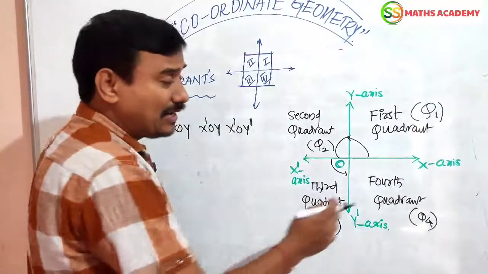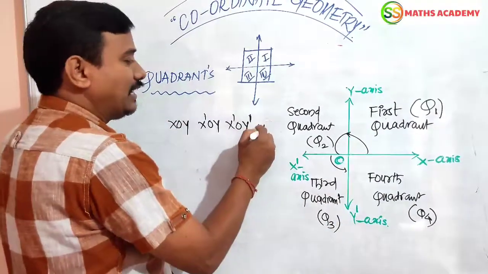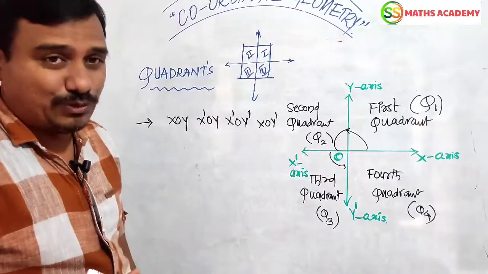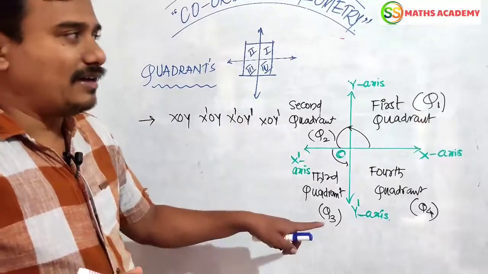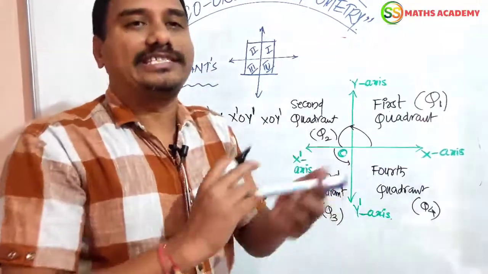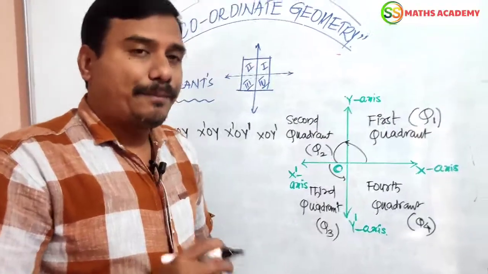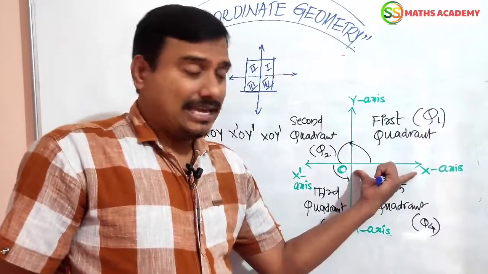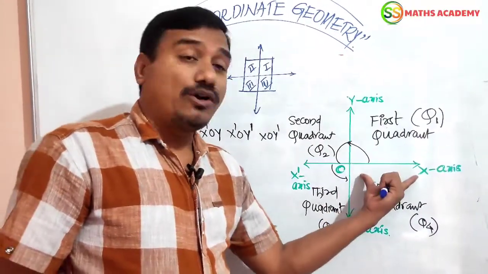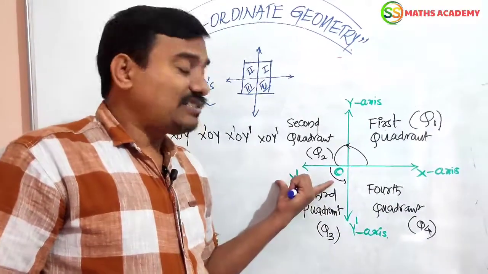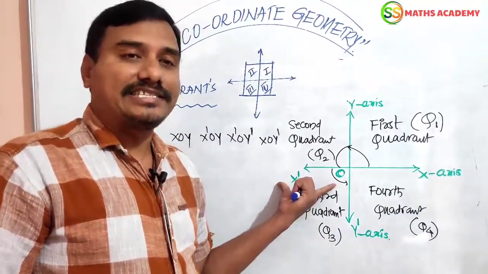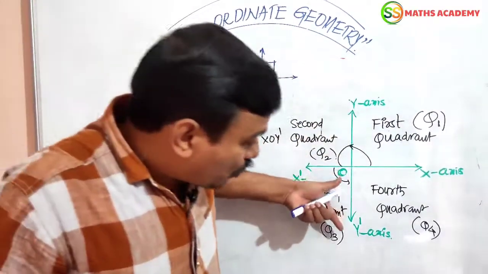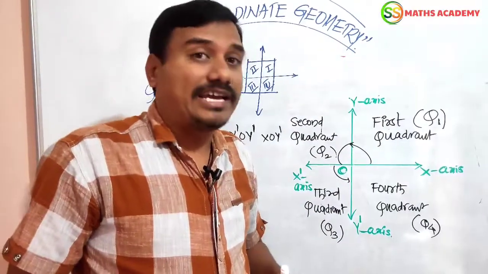Next, last one, X'OY. These are all called 4 regions respectively, which are formed by 2 coordinate axes in a Cartesian plane. Now we are going to observe: OX ray will give the positive direction of the x-axis. OX' ray will give the negative direction of the x-axis. Similarly, OY will give the positive direction of the y-axis. OY' will give the negative direction of the y-axis.